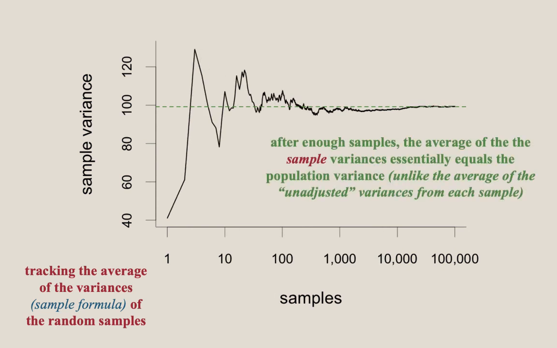Thus, the sample variance is an unbiased estimate for the population variance, and we get the sample standard deviation from the sample variance by taking the square root of the sample variance. And this is why we have a formula for the population standard deviation, which is different from the formula for the sample standard deviation.